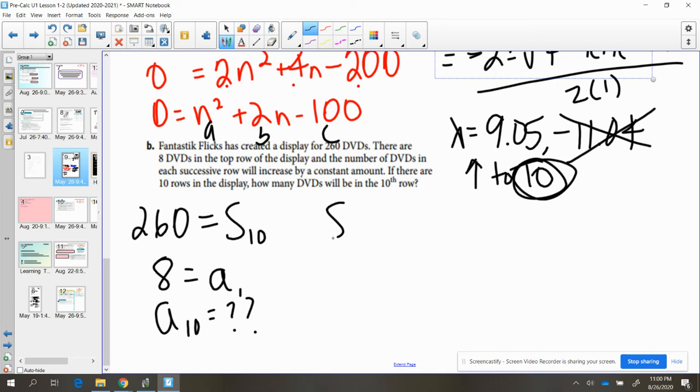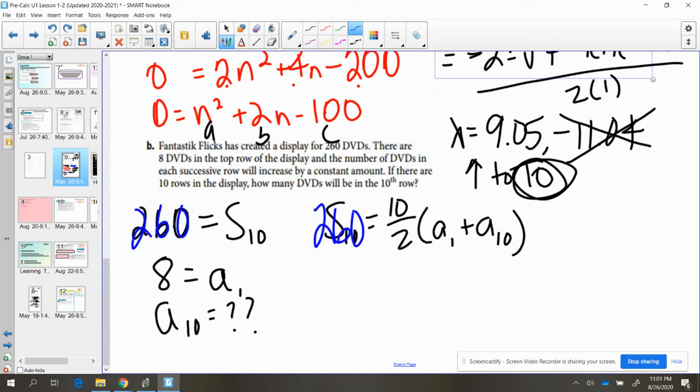So if we plug into the formula s sub 10 equals 10 divided by 2, first term plus last term, which in this case there are 10 rows, last term is a sub 10, we can substitute in the 260 here for s sub 10. We can substitute in for a sub 1, 8, and solve. So we have 260 equals 5 times 8 plus a sub 10.